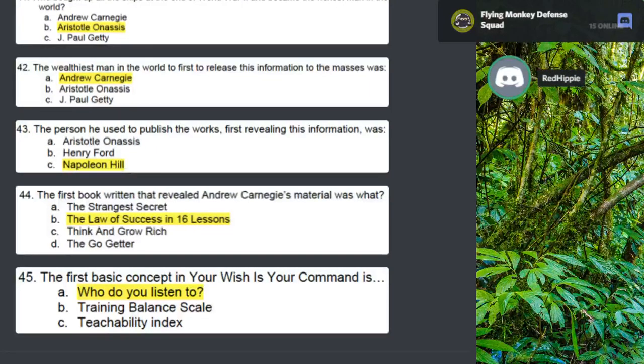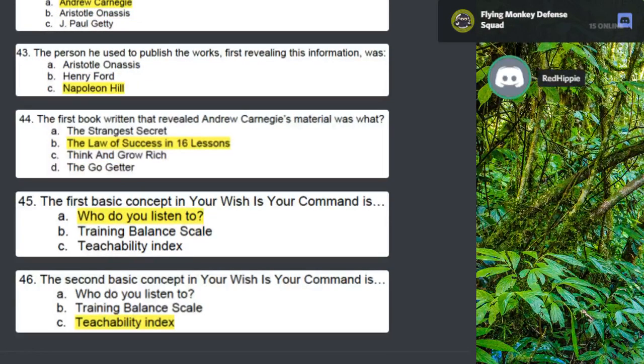The second basic concept is teachability index? Correct. The third basic concept is training balance scale? Yes.